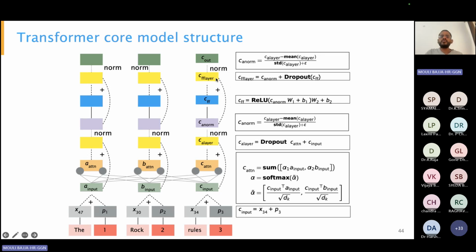Then again you normalize it. The normalized data goes out. So this entire piece, from A input, B input till the normalization that you got, is called one block.